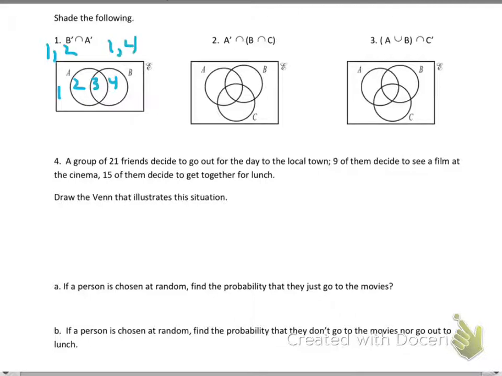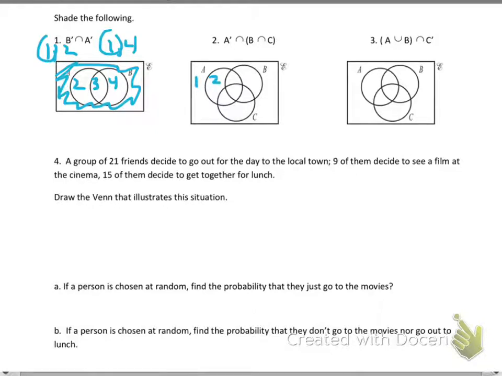Right? Now, this symbol here means and, or the intersection. So I look to see what number they have in common, and that's the number 1. So the region that I shade is region number 1. Okay, let's go over here to number 2.